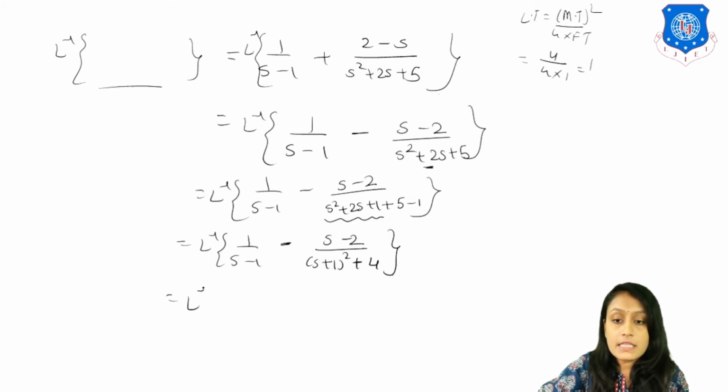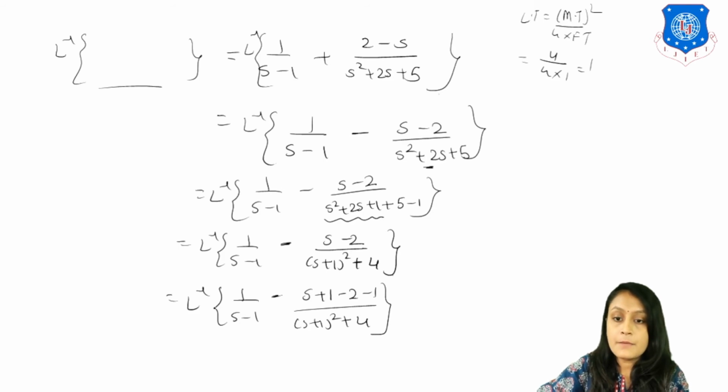Now again same process. What we have to do here, we need s plus 1. So we will write s plus 1. To balance it, what we have to do? We have to subtract 1. So minus 2 minus 1. And here s plus 1 whole square plus 4, right?